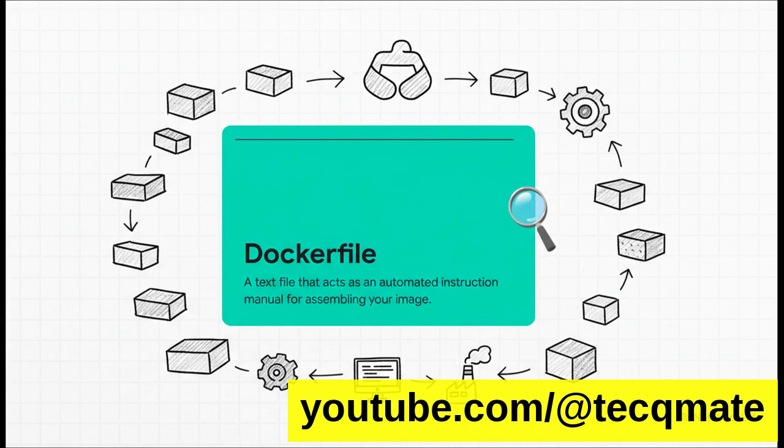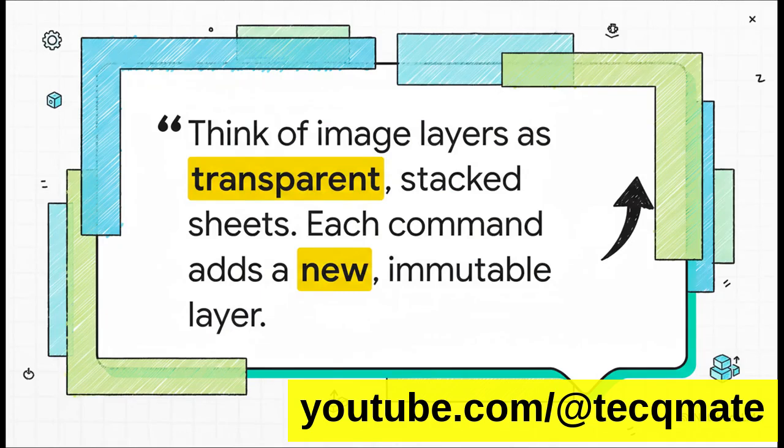Every single line tells Docker exactly how to assemble your image, which means you get a perfect, reproducible build every single time. Now, to really understand how Dockerfiles work, you've got to wrap your head around the concept of layers. As Docker reads your file, each command creates a brand new, unchangeable layer. Just picture stacking transparent sheets on top of each other. Each sheet adds something new, and when you look through the whole stack, you see the final complete image.